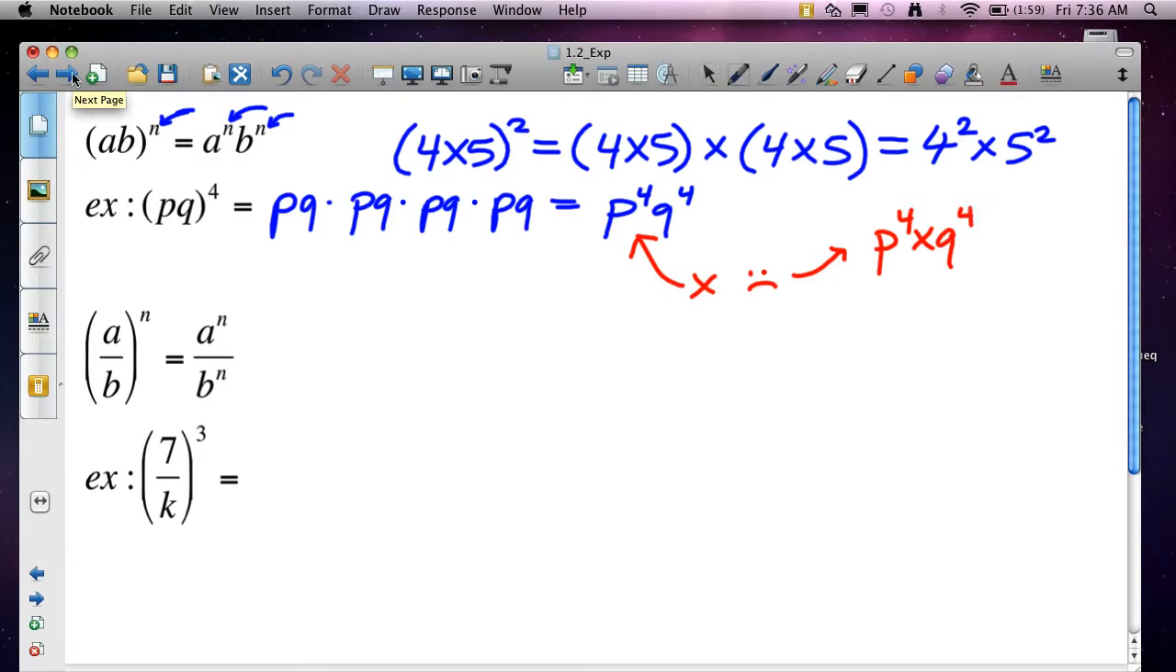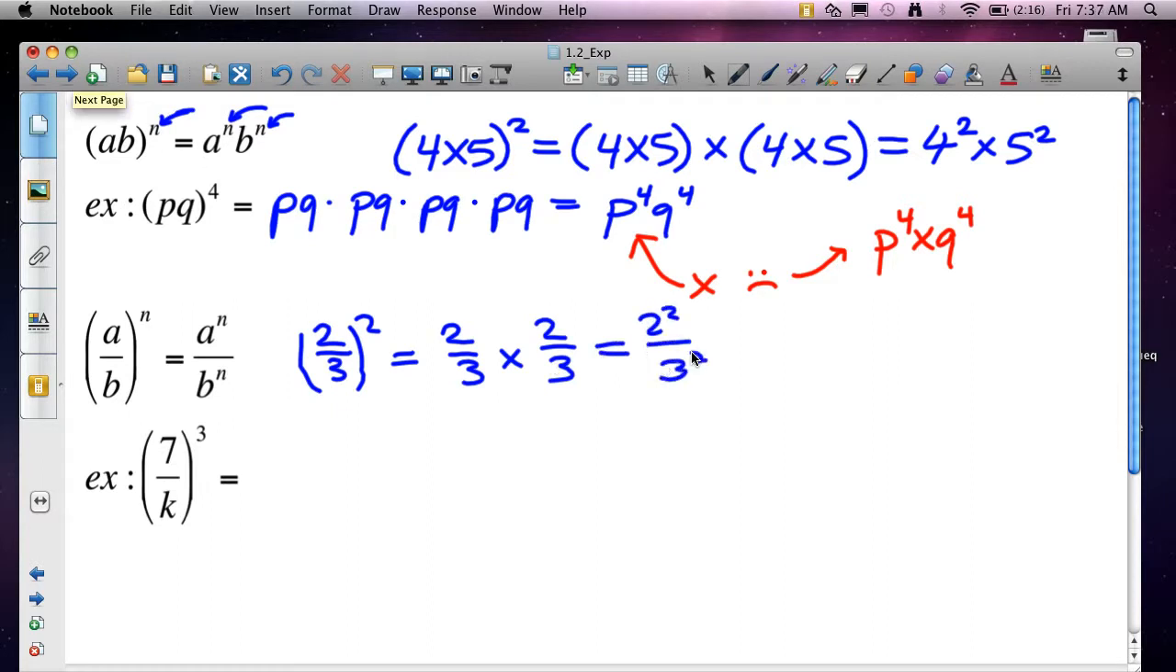Let's take a look at the next example. I have a fraction raised to a power. So for example, let's say I had something like 2/3 squared. That means I have 2/3 times 2/3, or 2 squared over 3 squared, which I can then expand and simplify to 4/9.